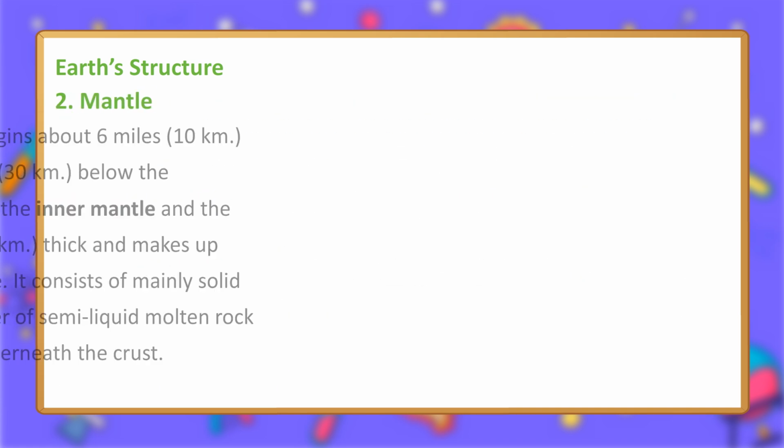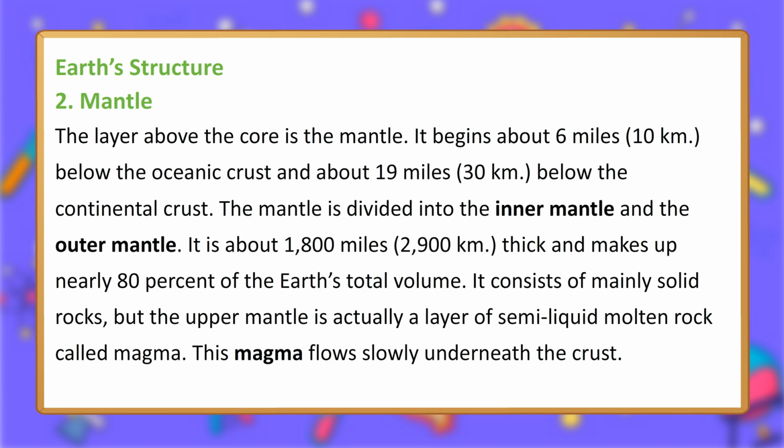2. Mantle. The layer above the core is the mantle. It begins about 6 miles, 10 kilometers, below the oceanic crust and about 19 miles, 30 kilometers, below the continental crust. The mantle is divided into the inner mantle and the outer mantle. It is about 1,800 miles, 2,900 kilometers, thick and makes up nearly 80% of the Earth's total volume. It consists of mainly solid rocks, but the upper mantle is actually a layer of semi-liquid molten rock called magma. This magma flows slowly underneath the crust.